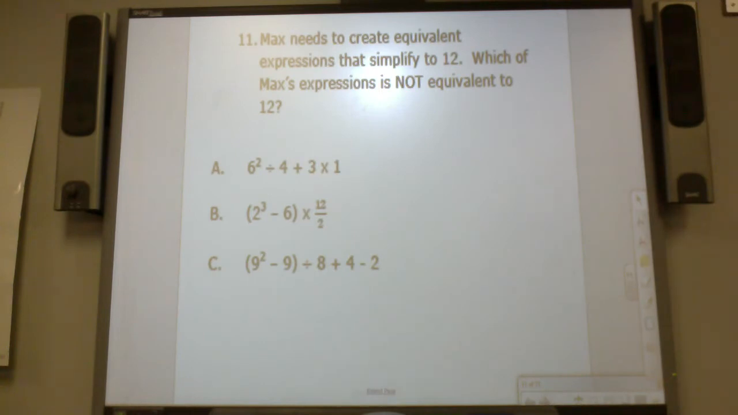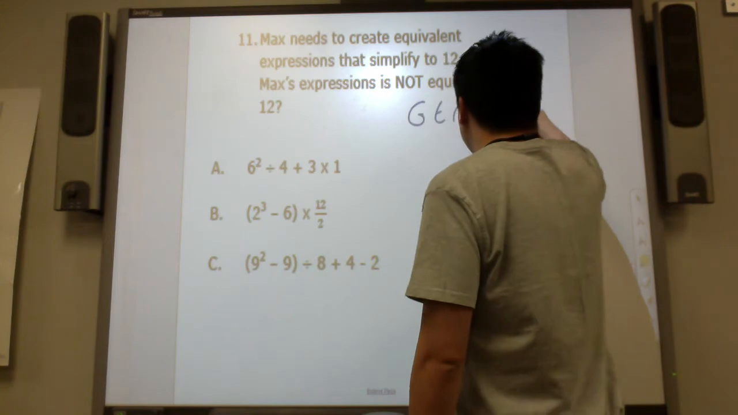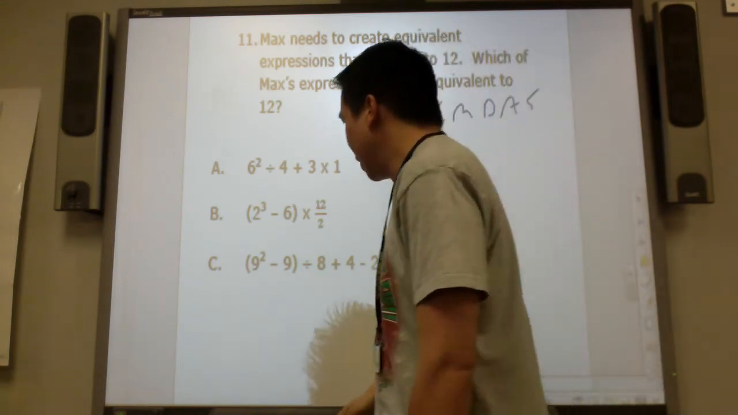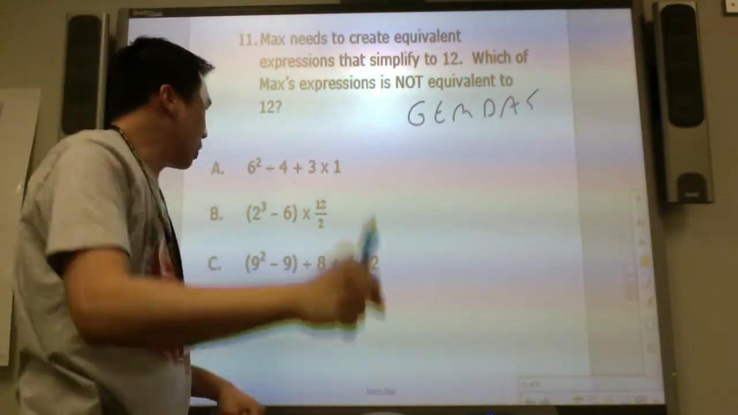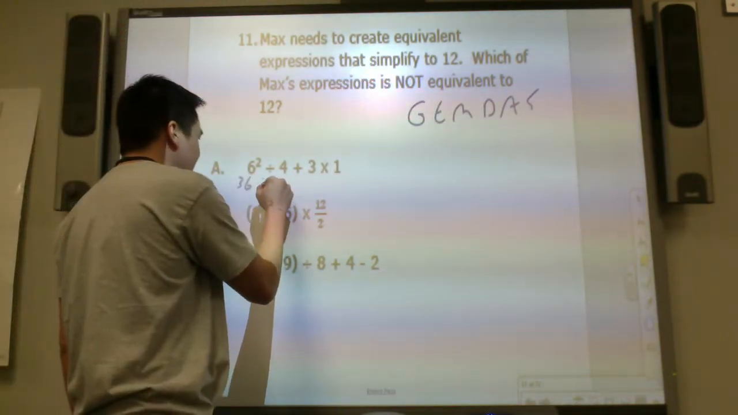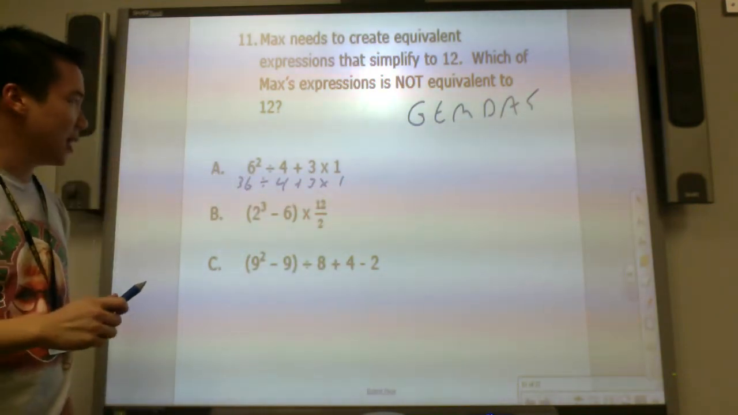11. Max needs to create equivalent expressions that simplify to 12. Which of these is not simplified to 12? So do you remember your GEMDAS or order of operations? So let's do the first one. Group, G is for grouping, none. E is for exponent, that's 36. You might say, how do I get 36? 6 times 6 is 36.